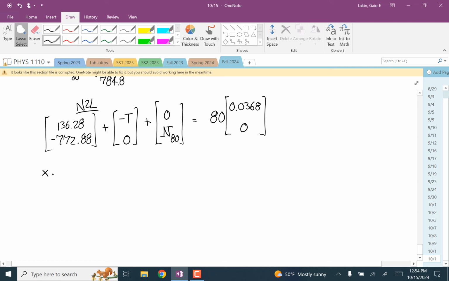The x equation says 136.28 minus T is equal to 80 times 0.0368. And so T is equal to 133.34 newtons.